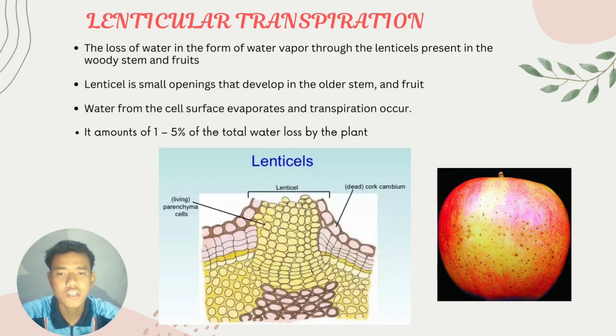Next is lenticular transpiration. The loss of water in the form of water vapor through the lenticels present in the woody stem and fruit. A lenticel is a small opening that develops in the older stem and fruit. Water from the cell surface evaporates and transpiration occurs. It amounts to 1 to 5% of the total water lost by the plant.